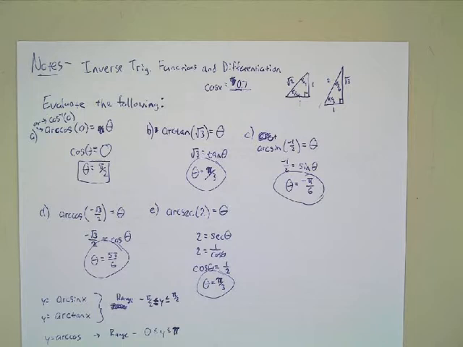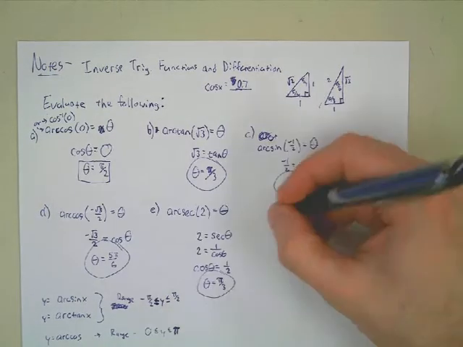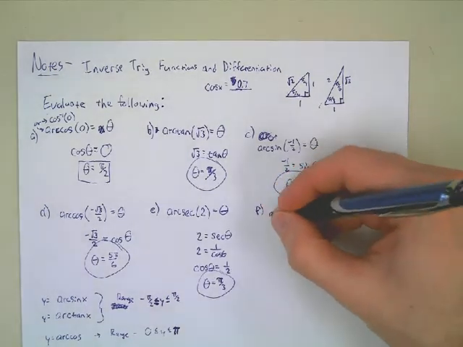I'm going to have you guys try one here on your own. Arc cotangent of -1. Let's go ahead and give that one a shot real quick.